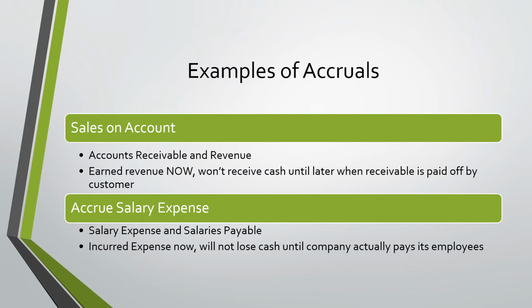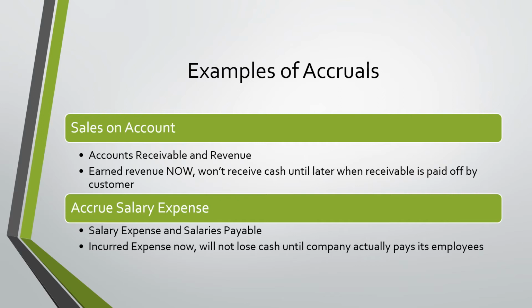Specifically for accruals, some examples would be a sale on account. This would include the accounts receivable and revenue. We earn revenue now, but we won't receive cash until later when the receivable is paid off by the customer. At the time of the earning, we would debit accounts receivable, credit revenue, and at the time of payment, which would be our adjusting entry, we would debit cash and credit accounts receivable.